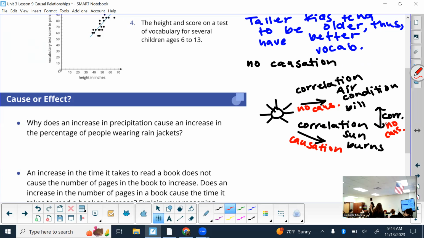Questions on that? That should at least help you with one question on your test. Otherwise, when in doubt, there's very rarely ever causation.